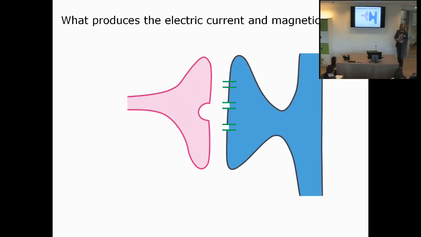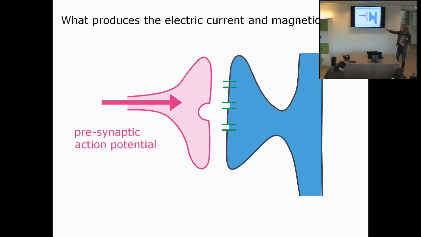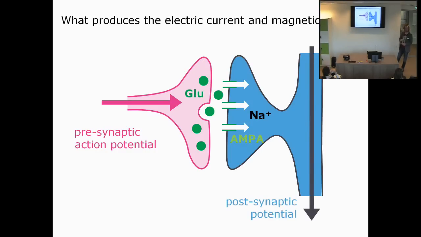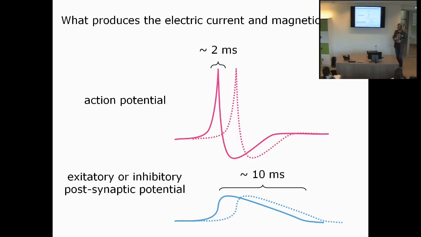And if you look at detail, the presynaptic action potential will release neurotransmitters, and these neurotransmitters will cause small currents to flow over the cell membrane of the postsynaptic neuron. And these small currents, they cause a postsynaptic potential. This should all be familiar to you.